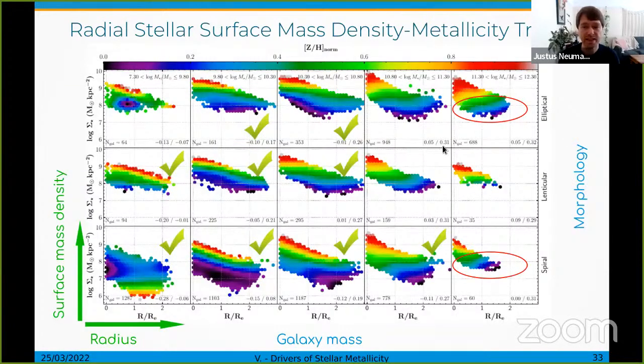When we look at the same plot again in this mass morphology grid of galaxies, we did some statistical analysis, but just by eye it can be quite quickly seen that this trend can be found for most low to intermediate mass galaxies. Then it breaks down at the highest mass galaxies, and at the highest masses in the lower part here, at lower surface mass density, it even turns a bit around. But interestingly, it holds true for the low to intermediate masses.